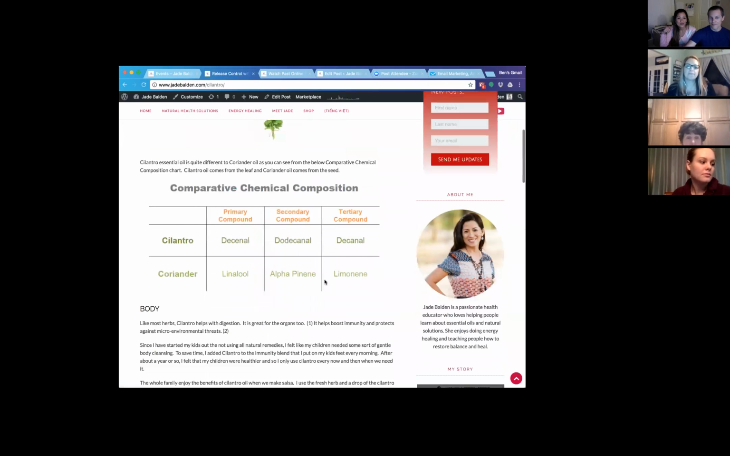First of all, you can see that I was trying to do a little comparison between cilantro and coriander. The main compound on there, can you see how very different it is? It doesn't even share the same compounds, even the secondary and tertiary compounds.